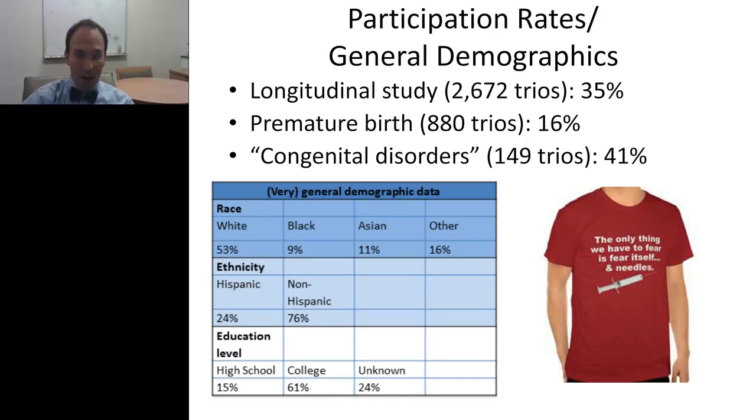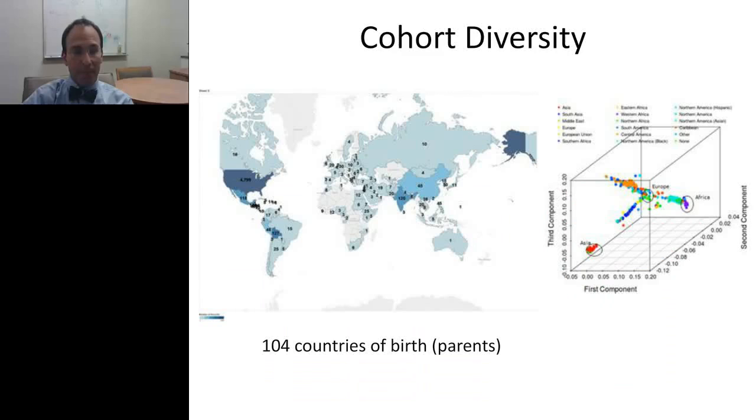Though I'm not going to go into this for reasons of time, one of the main reasons we found that folks don't participate is that the dad doesn't want to get an extra blood stick. We collect the blood samples from the baby and the mom along with routine clinical care so they don't get an extra stick. But for dads, it does require extra phlebotomy. So that's been the main reason in our experience that families don't want to participate.